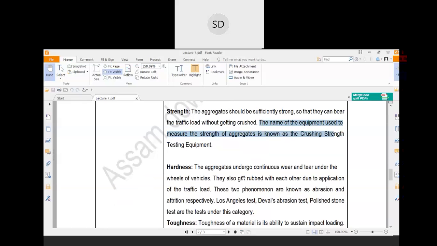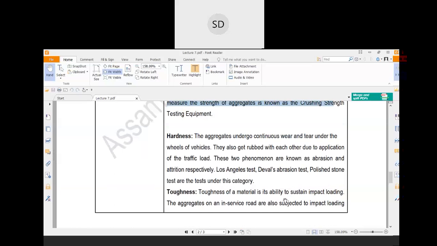Then the hardness parameter is basically the resistance to continuous wear and tear from the wheels of vehicles on the road surface. Now, this hardness parameter of the aggregate is tested using the Los Angeles test or Deval's abrasion test, and there is another test, the polished stone value test. So these are the tests where we can test the hardness of a particular aggregate material.